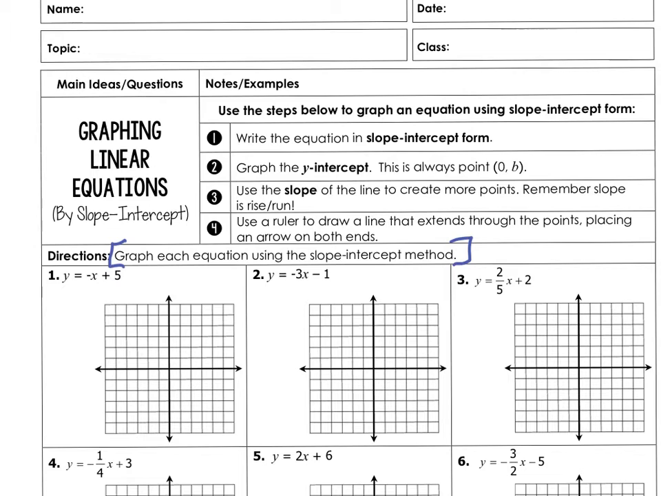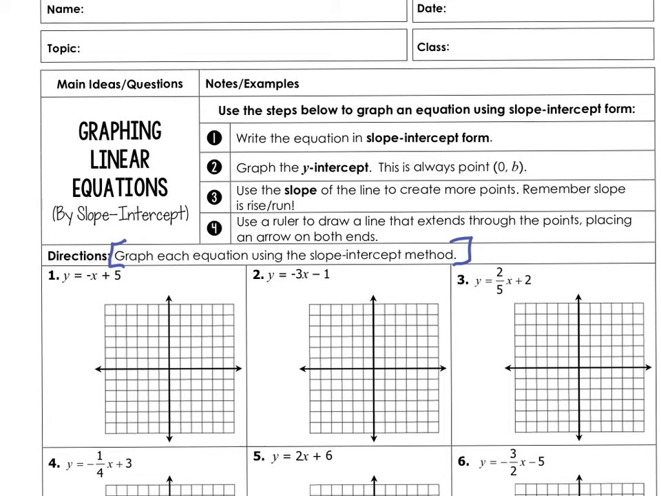Step 2, on the other hand, is to graph the y-intercept. So this is always the point (0, b). So x will be 0. We just have to go up or down on the y-axis to see where the line crosses. Step 3, use the slope of the line to create more points. Remember, that slope is rise over run. So remember, that's going to be the vertical change over the horizontal change. And of course, we'll model that here in a few moments.